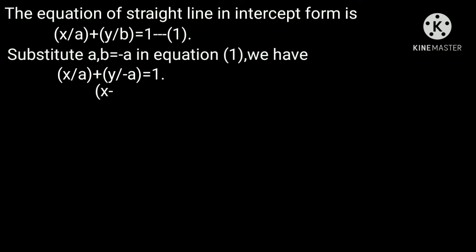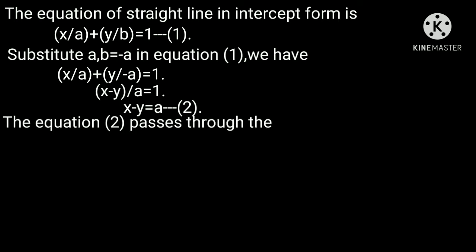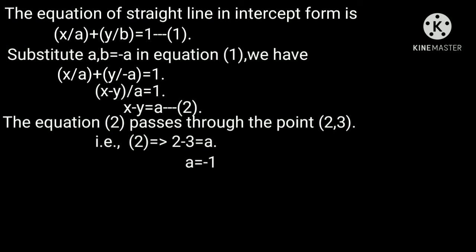From this, (x minus y) by a equal to 1. On simplification, x minus y equal to a. This is equation number 2. Given that the required line passes through the point (2, 3), that is, equation 2 passes through the point (2, 3). That is, 2 minus 3 equal to a. After simplification, a equal to minus 1.